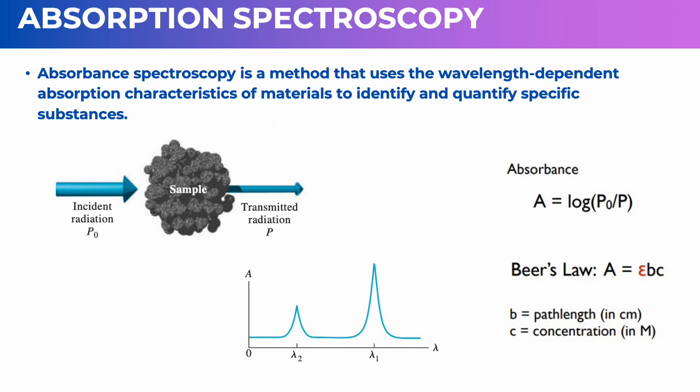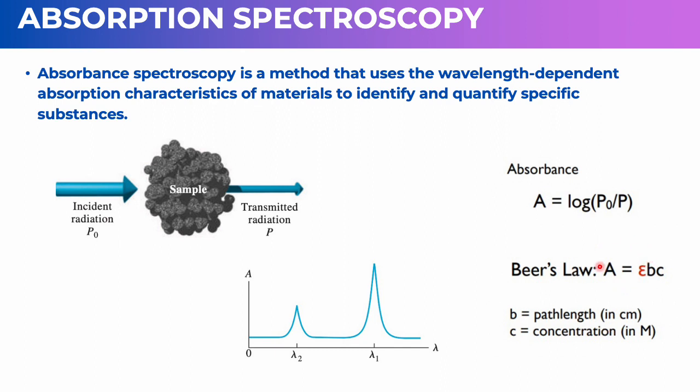The absorption spectrum, which we see over here, is a graphical representation of this absorption behavior, and it appears as distinct peaks or bands which correspond to the energy levels involved in the absorption process. By looking at these absorption patterns, we can identify the type of molecules present in the sample, and we can also figure out their concentration. Beer's law is given by A equals epsilon times b times c, where b is the path length and c is the concentration.